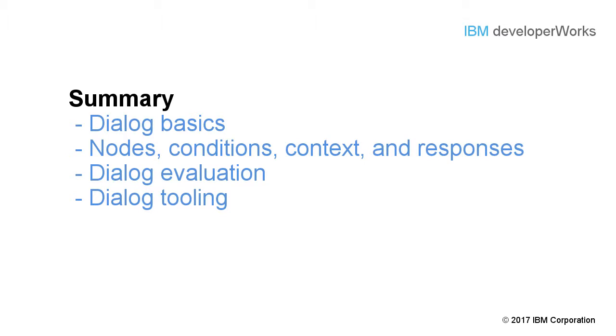In this section, we learned quite a bit about dialog. We explored some of the dialog basics, and we used intents and entities together to create conditions to match user utterances. We also explored some of the dialog terminology, terms like nodes, conditions, responses, and more. We took a deep dive into the dialog evaluation mechanism to understand exactly how that works. And finally, we had a brief glimpse at some of the dialog tooling for Watson Conversation Service.